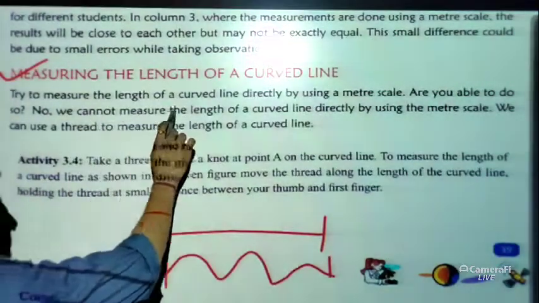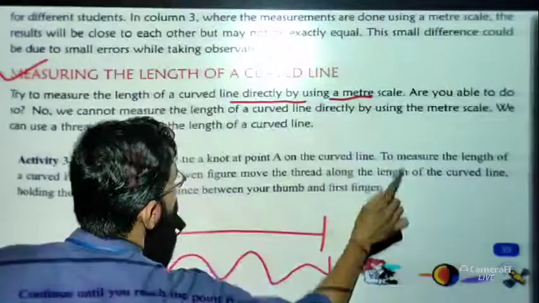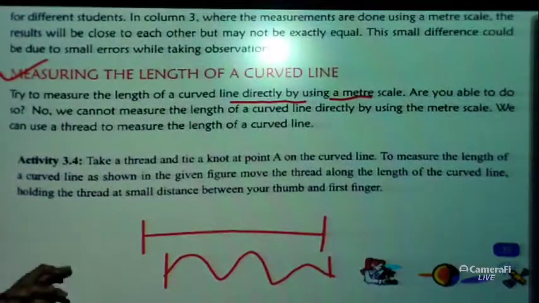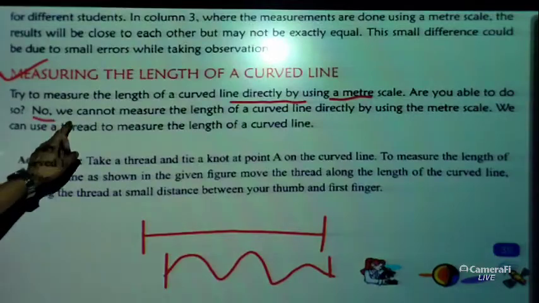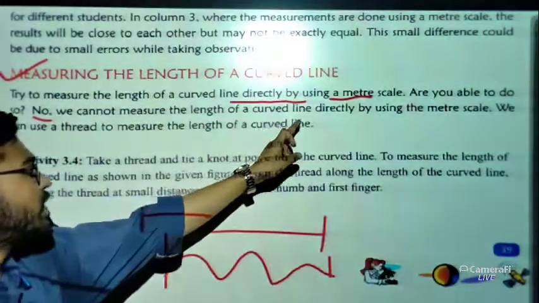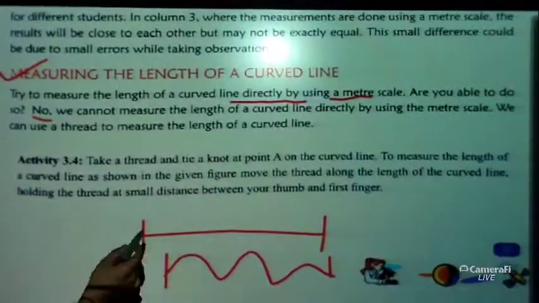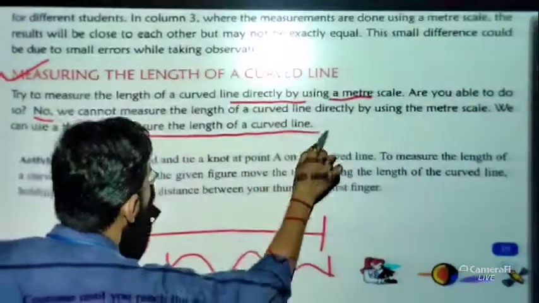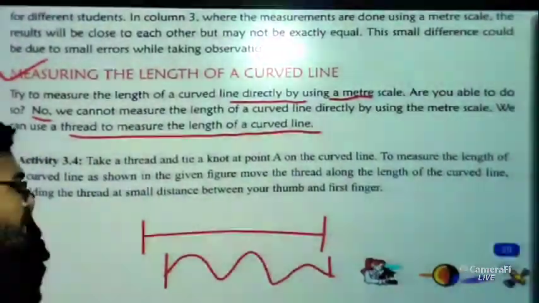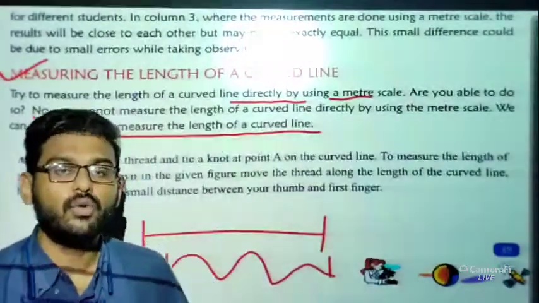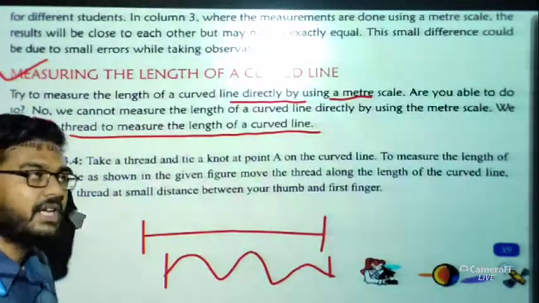Now try to measure the length of a curved line directly by using a meter scale. It is not possible. Are you able to do so? Obviously no. We can't measure the length of a curved line directly by using the meter scale. We can use a thread to measure the length of a curved line. Okay, so it is very important, students. If we want to measure a curved line, we need a thread.